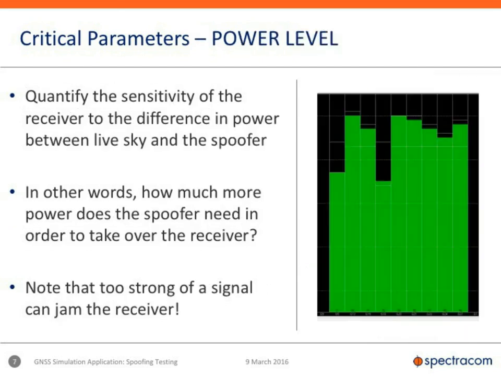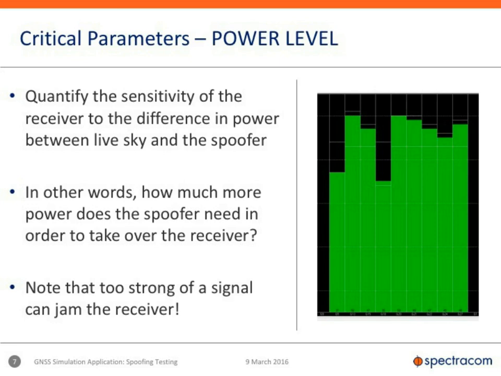The third one, of course, is power level. Typically, again, you are going to capture the receiver. Your spoofer is going to start out at probably a little lower than, or the same as, the live sky, and then typically it raises its power level, gets stronger, and becomes the dominant signal that the receiver is tracking. So there's usually some level, 2, 3, 4 dB stronger than the live sky, that you have to measure.